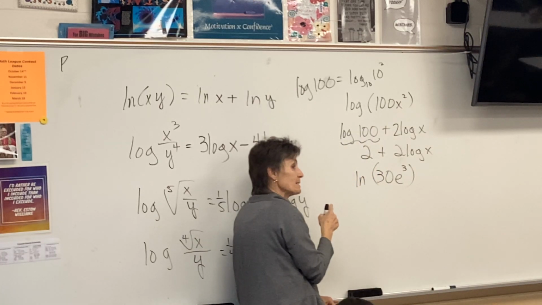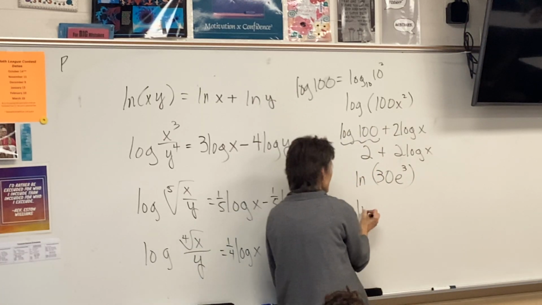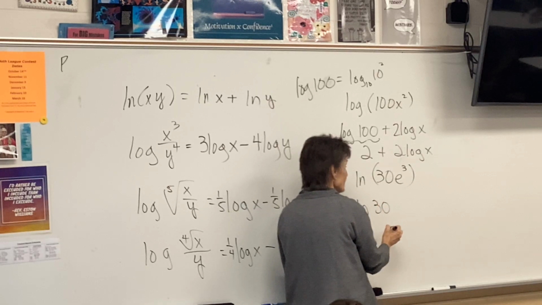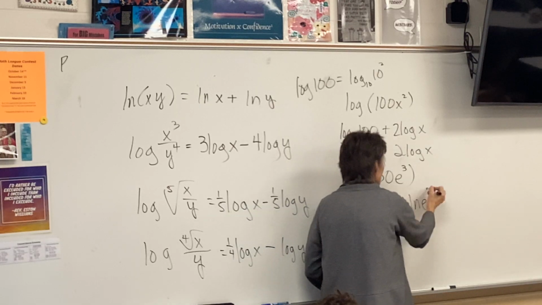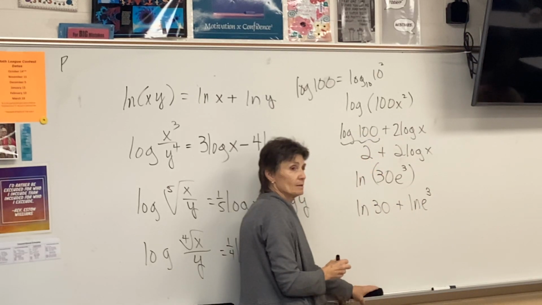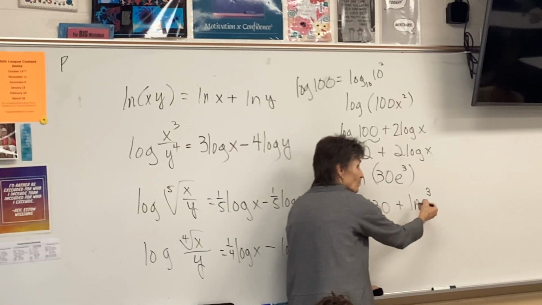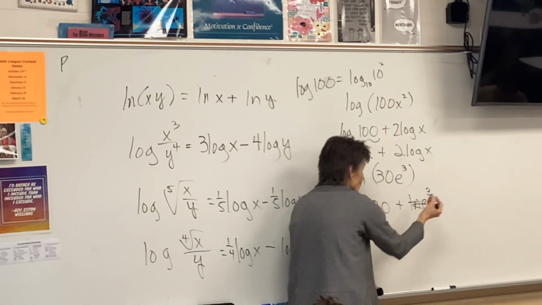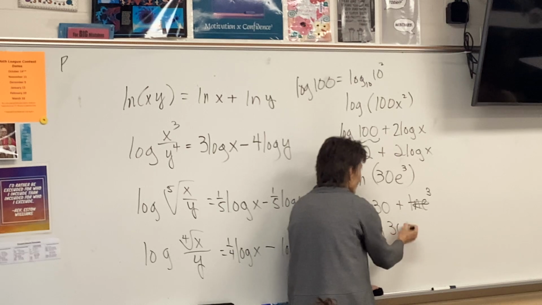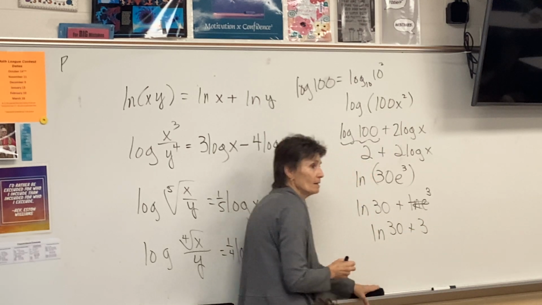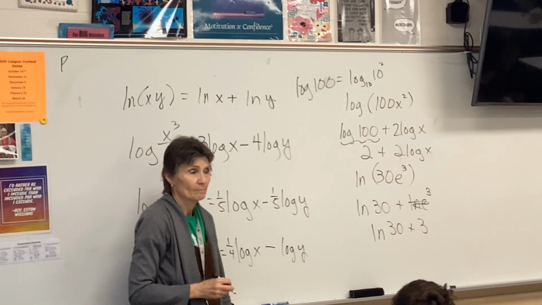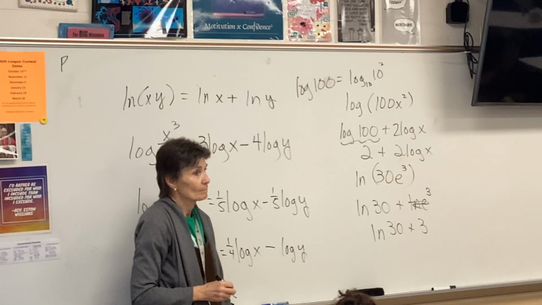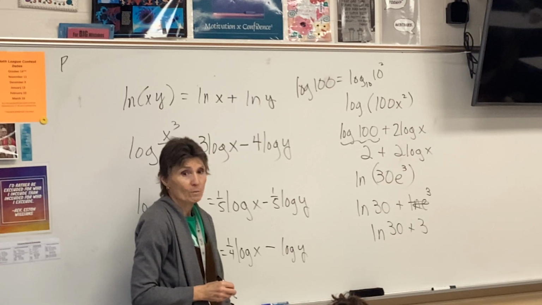This one's gonna be very similar, because this one starts out ln 30 plus ln e cubed. What's ln e cubed? We talked about it yesterday. Those cancel out, so your answer is ln 30 plus 3. Okay?